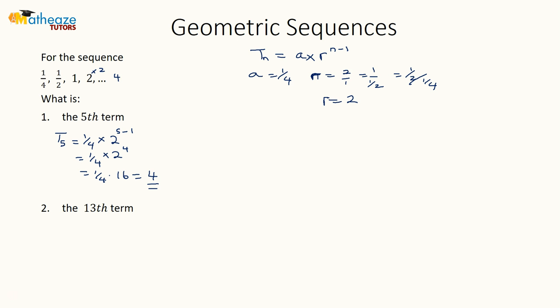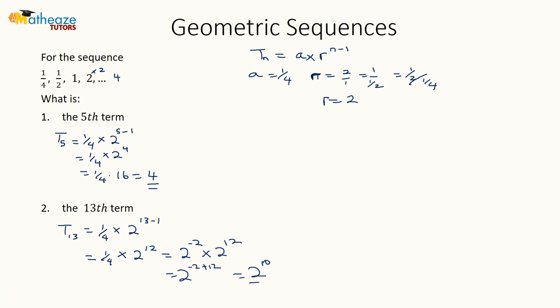Now our 13th term, T13, is equal to 1/4 multiplied by 2, which is our common ratio, to the power of 13 minus 1. So this is 1/4 multiplied by 2 to the power of 12. Now I'm going to apply some exponent rules here to make this a lot easier to deal with. So this is going to be 2 to the power of negative 2 multiplied by 2 to the power of 12, which is 2 to the power of negative 2 plus 12, and that's going to give us 2 to the power of 10. If you want to simplify that, that should give you 1024.